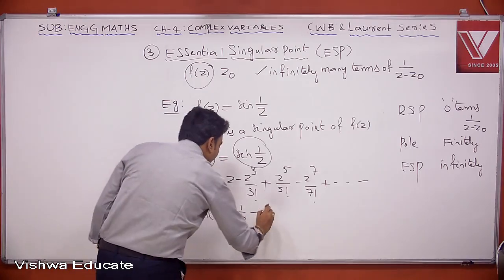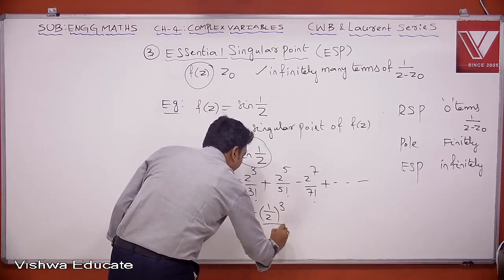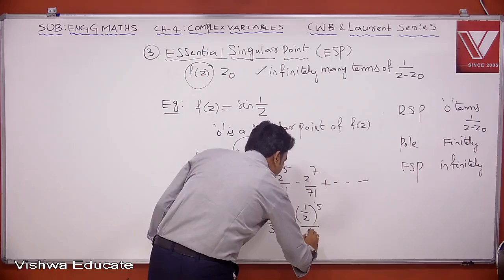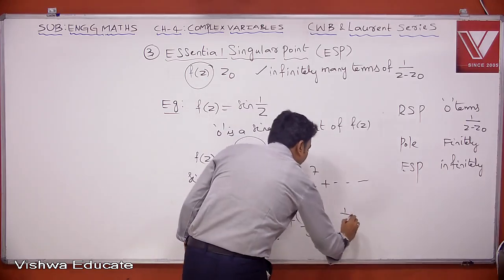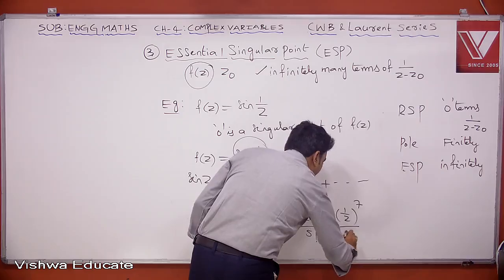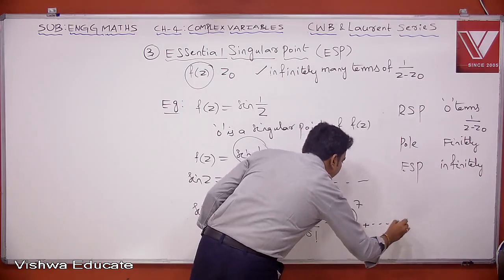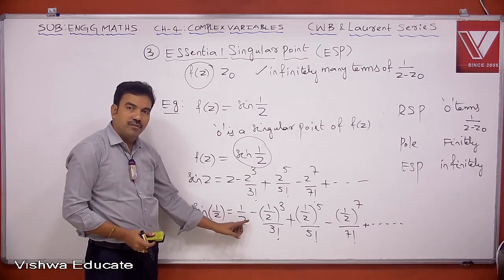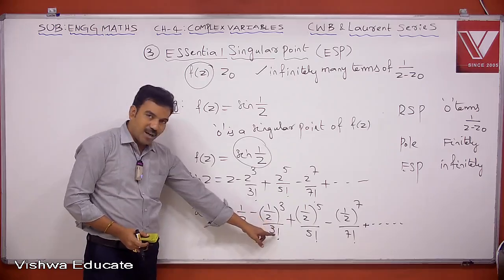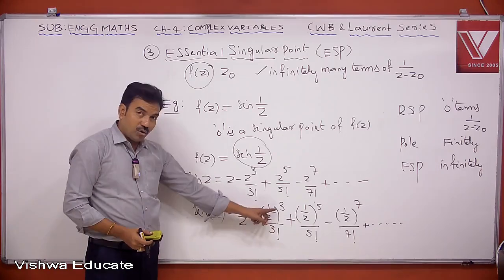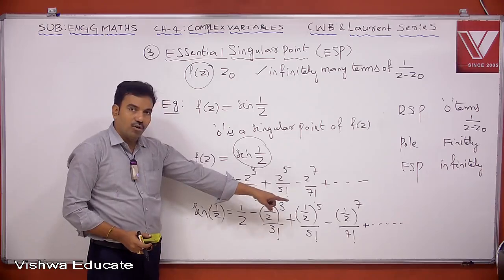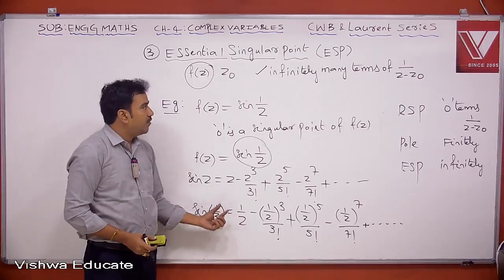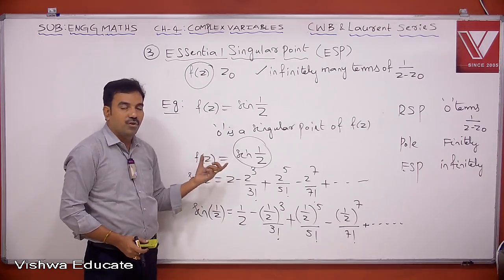This is 1/z minus (1/z)^3 divided by 3 factorial plus (1/z)^5 divided by 5 factorial minus (1/z)^7 divided by 7 factorial plus and so on. Now when you go through this, we have infinitely many terms of the form 1/(z minus 0). So the denominators are 1/z, (1/z)^3, (1/z)^5, (1/z)^7. So we have infinitely many terms of the form 1/(z minus 0). Therefore 0 is an essential singular point of this function.